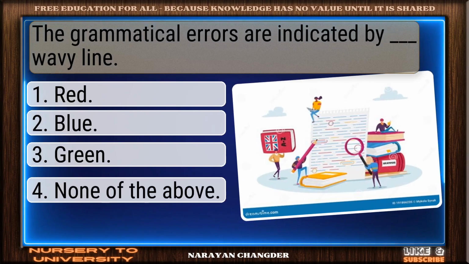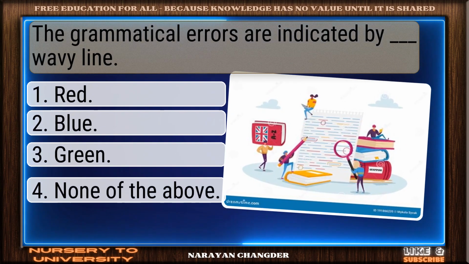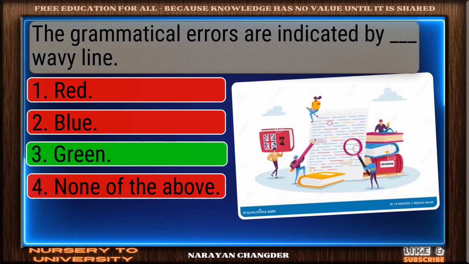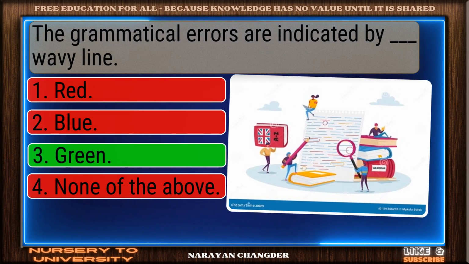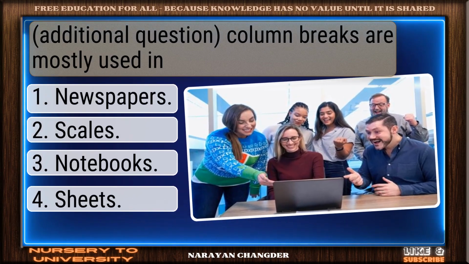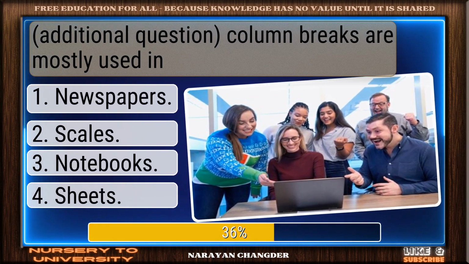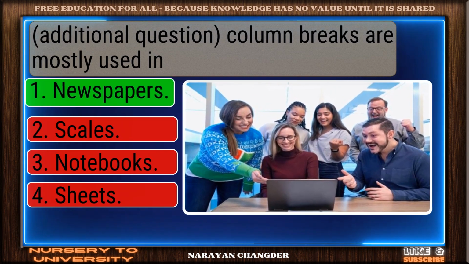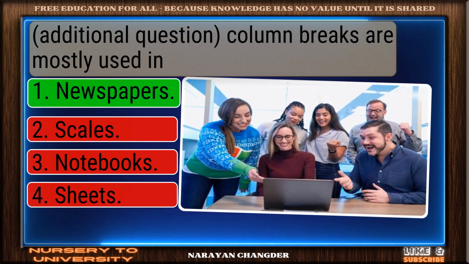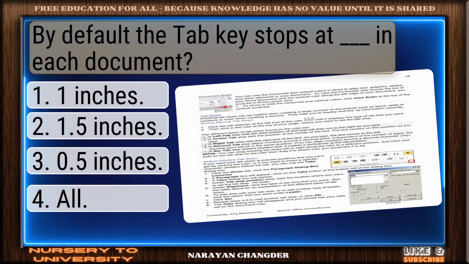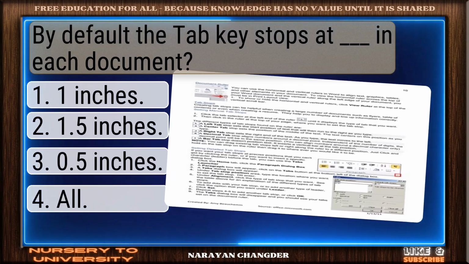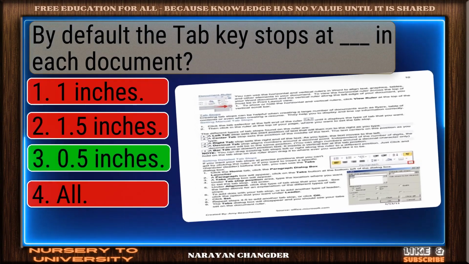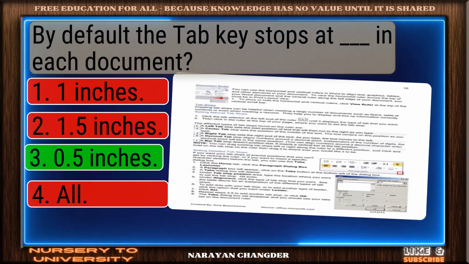The grammatical errors are indicated by dash wavy line. Great job. Green is the accurate answer. Column breaks are mostly used in. Nicely done. Newspapers is a solid answer. By default, the tab key stops at dash in each document. Right again, 0.5 inches is a valid answer.